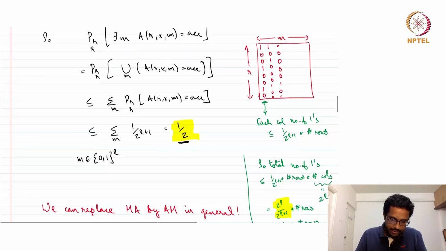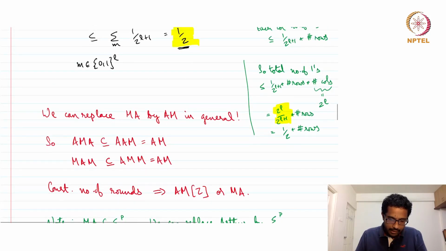So MA is contained in AM, and it's not that difficult to see that whenever MA shows up as a part of a protocol, we can replace it by AM. This is the proof that any constant round protocol can be reduced to a 2-round protocol.